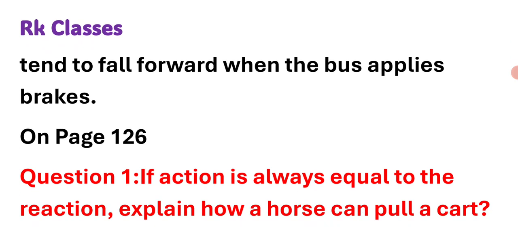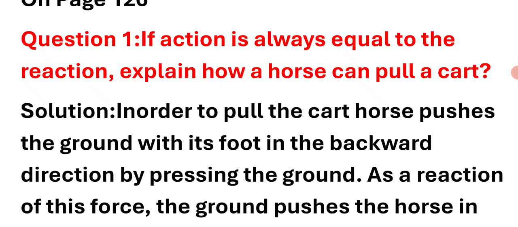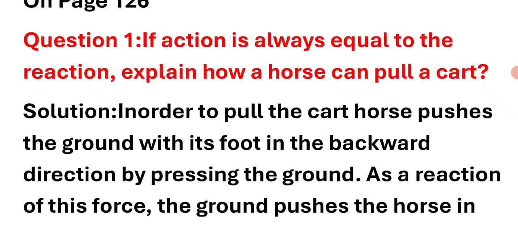On page number 126 in text question answers. First question: if action is always equal to the reaction, explain how a horse can pull a cart.